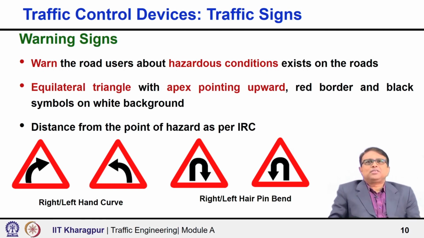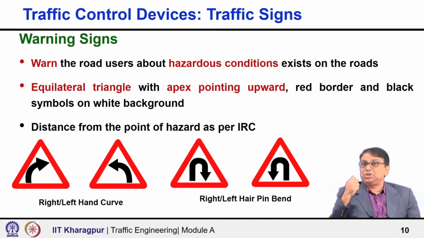All these signs are equilateral triangles with the apex pointing upward. Do you remember my discussion? When I discussed the give way sign, I said that the apex is downward. Now, all the warning signs have the apex upward. Both are triangular in shape, but here the triangle has the apex pointing upward, a red border, and a black symbol on a white background.